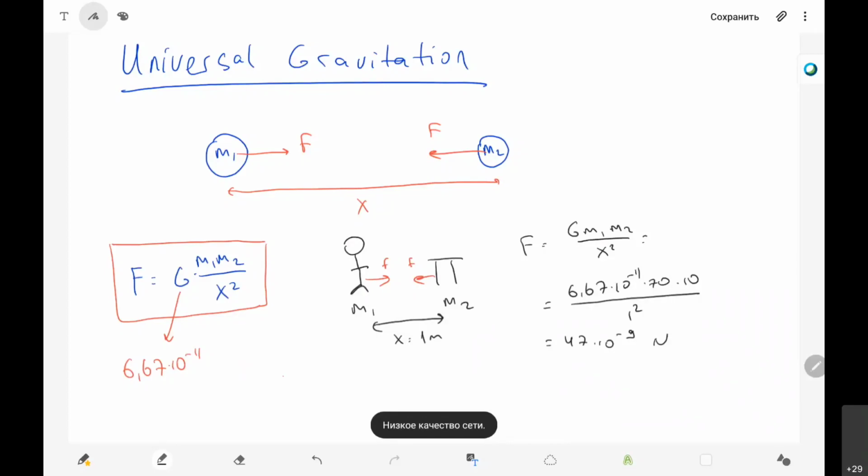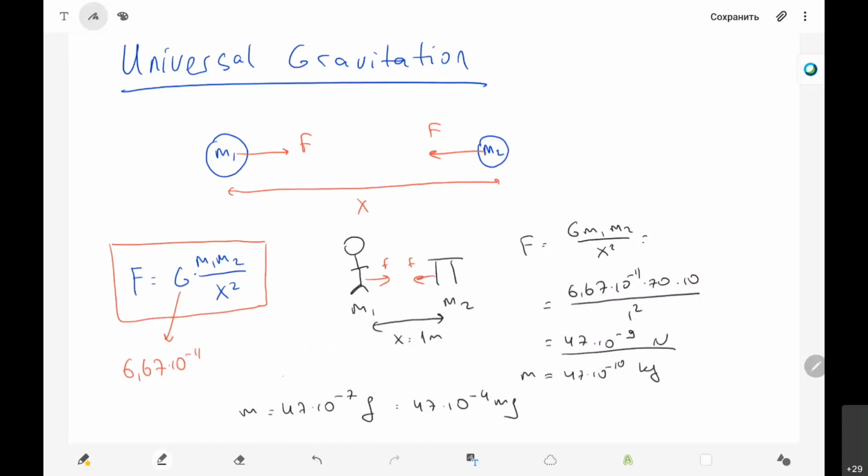Yes, so what does this number mean? Let's write it in terms of kilograms. Let's convert it into kilograms. So we need to divide by g, gravity, which is 10. So this force is equivalent to 47 times 10 to the power of minus 10 kilograms. Yes, in kilograms. Let's write it in grams. It will be 10 to the power of minus 7 grams. Let's write it in terms of milligrams. 47 times 10 to the power of minus 4 milligrams.